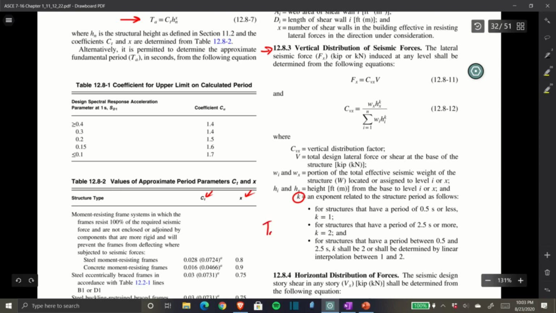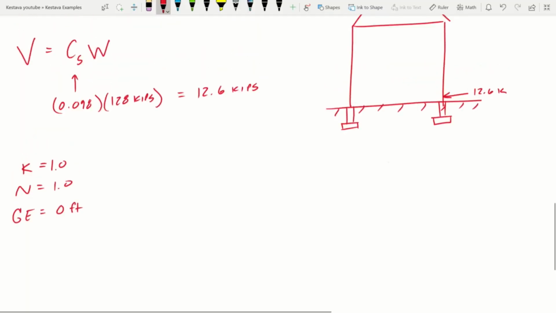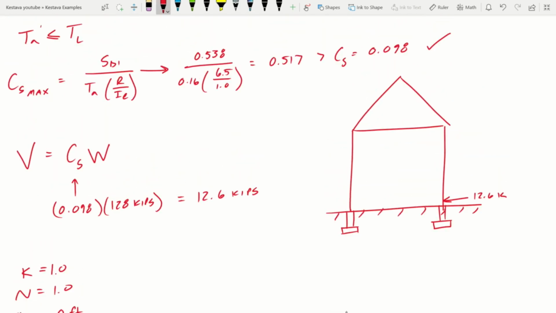Now we know TA is 0.16 seconds. So for structures that have a period of 0.5 seconds or less, which is us, K is going to equal 1. All right, so let's jump back. K equals 1. Done. Now, we need to distribute our base shear to our effective height. So like we talked about before, this being HN, we need to know, well, how much of that base shear needs to be applied at that height for our lateral analysis.